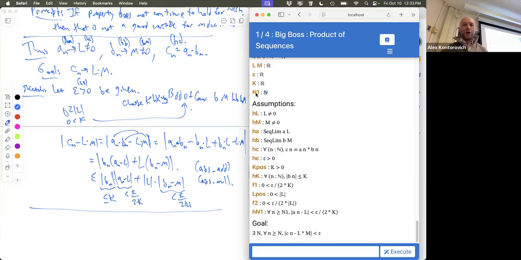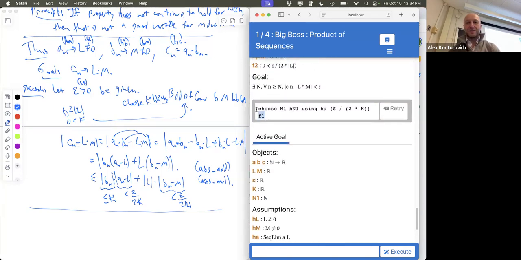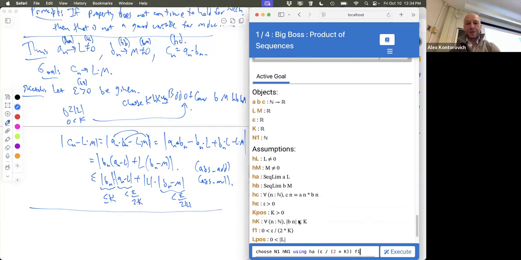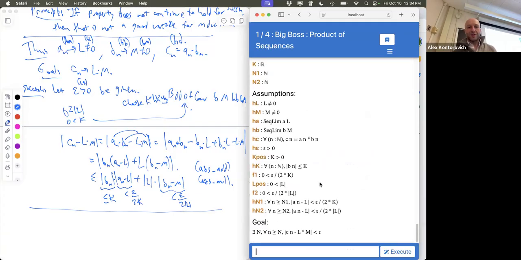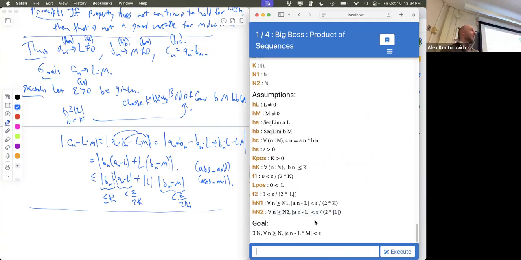Okay, so we have our natural number N1, and the fact that for all N greater than N1, we got this bound. Beautiful. Now let's get our other bound. Can I just copy and paste? I think so. Choose N2, HN2 using epsilon over 2L and F2. There's our other HN2.